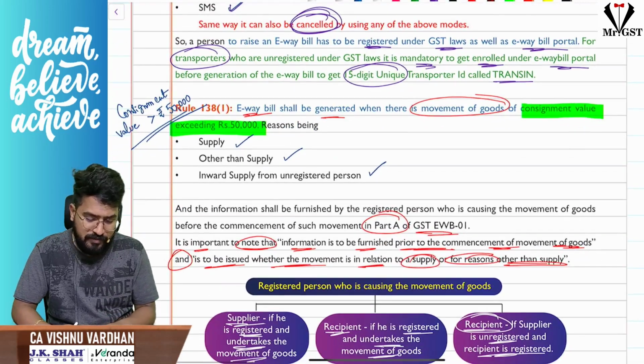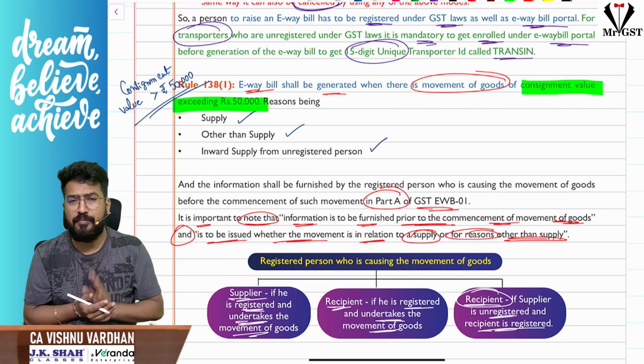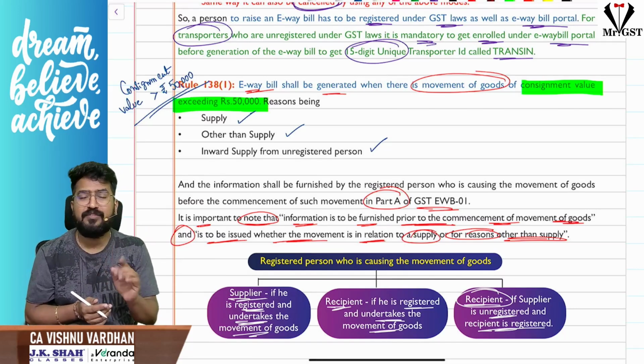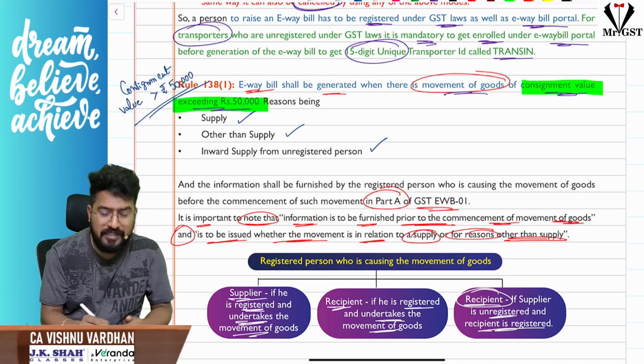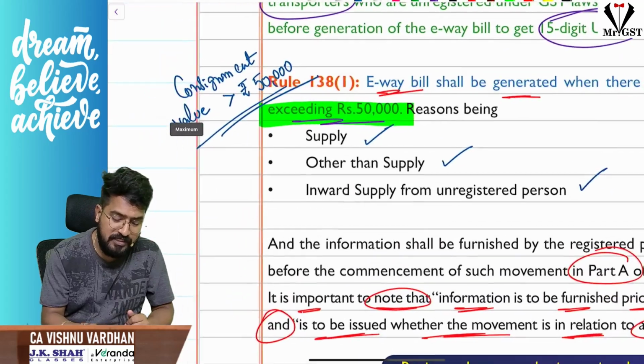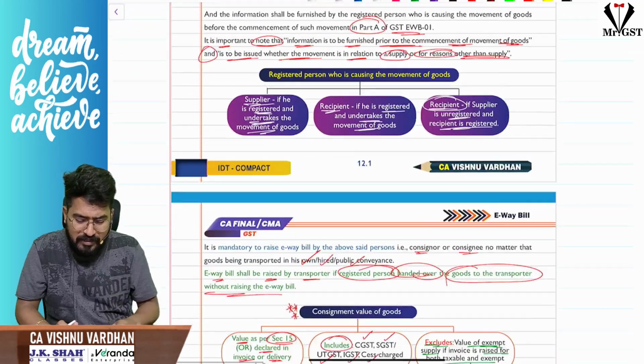Now, when should I raise EWay bill? Very important point. EWay bill should be raised when the movement of goods is happening and where the consignment value is exceeding 50,000. That means consignment value should be greater than 50,000. What do you mean by consignment value?